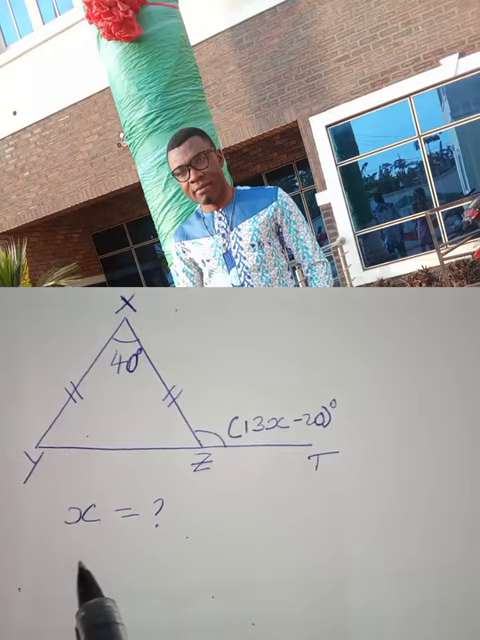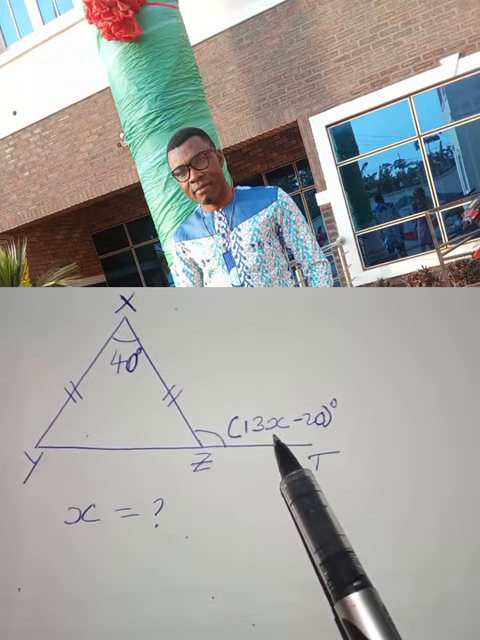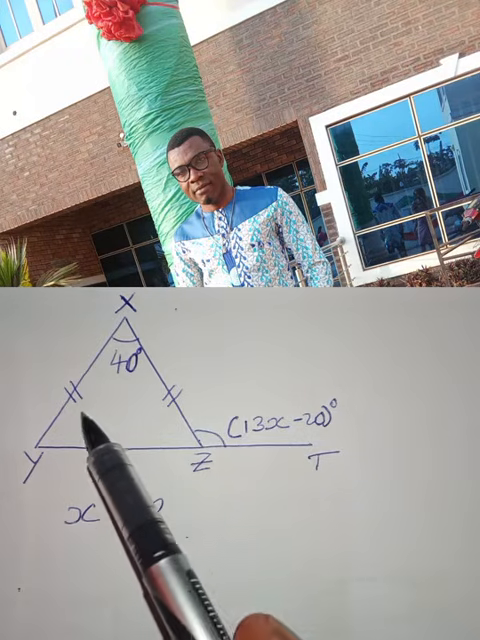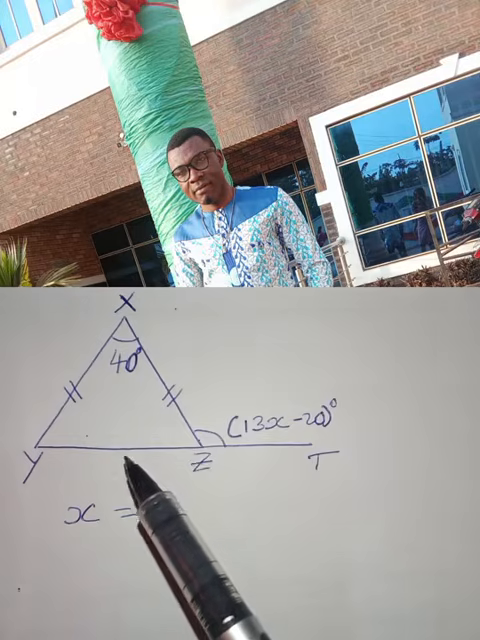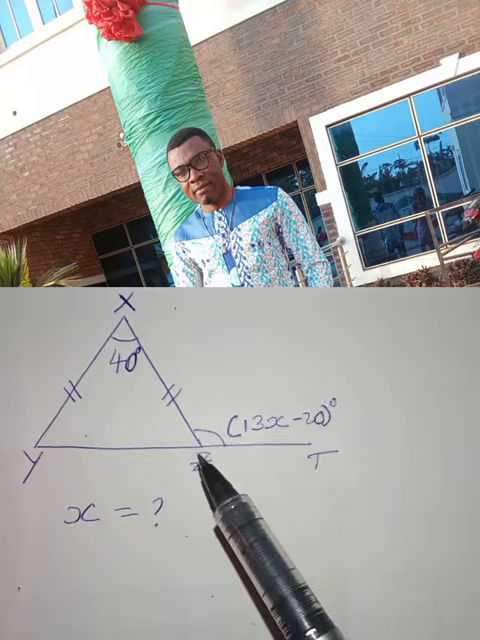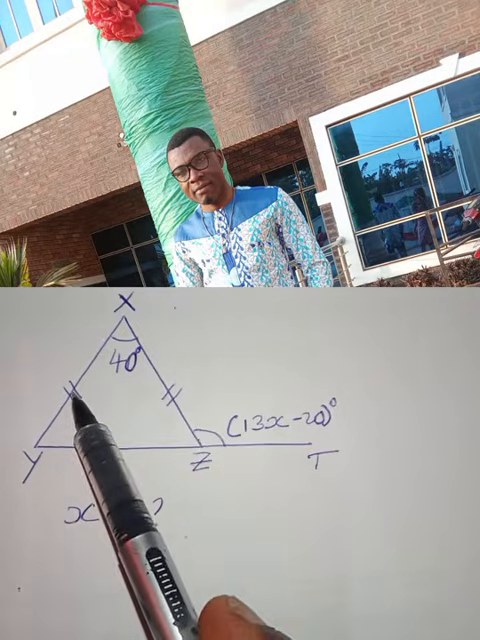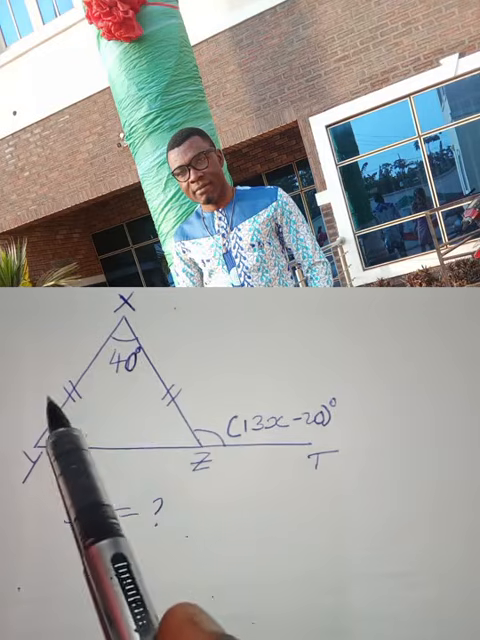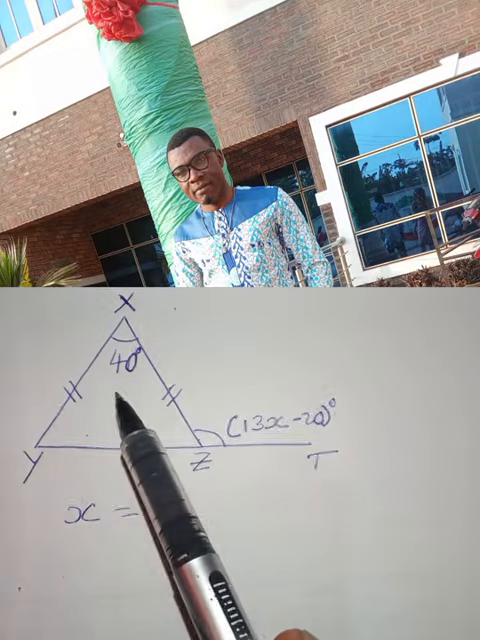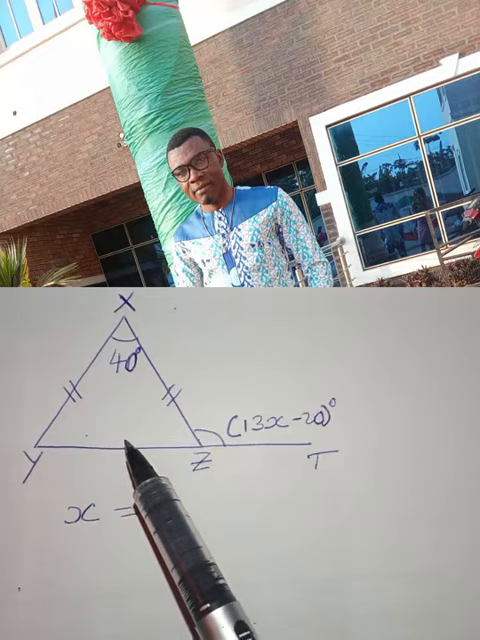Hello friends, let's look at this plane geometry that we are asked to find the value of x. Whenever you see questions like this, you make use of every information provided in the question. Just like you have these signs on these sides of the triangle, this indicates that these two sides are equal. And if two sides of a triangle are equal, that makes that triangle an isosceles triangle. And if it is an isosceles triangle, it will have base angles that are equal.